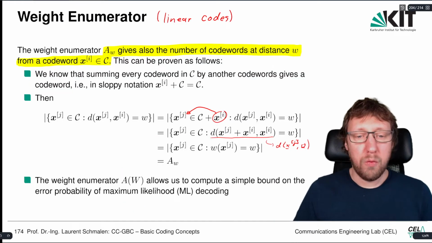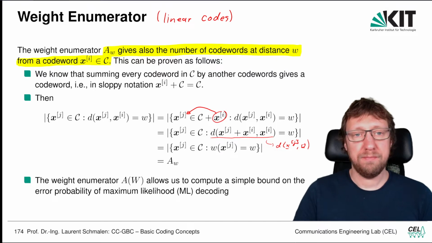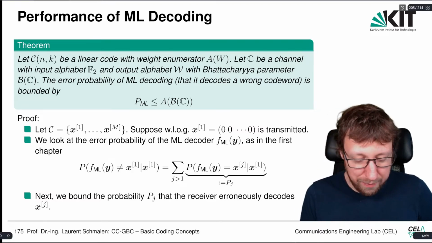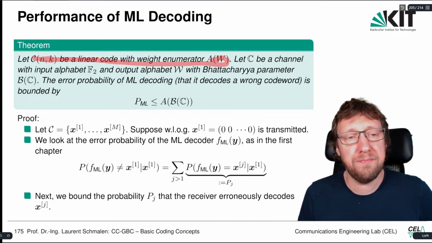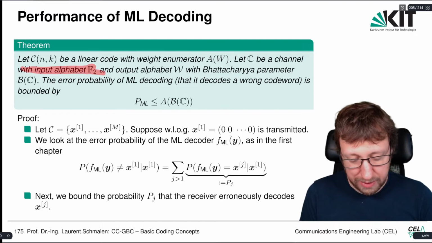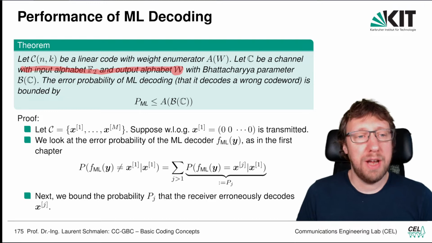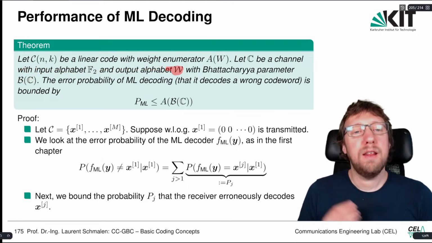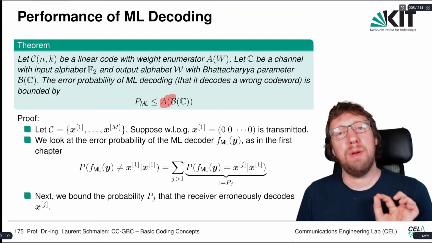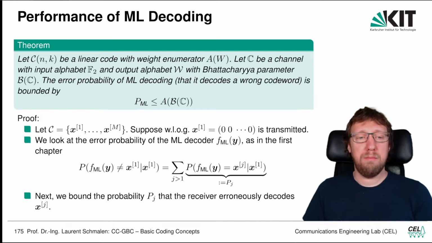Okay, so now we can use the weight enumerator to calculate a very simple bound on the error probability of maximum likelihood decoding. The bound is essentially extremely simple, and it is as follows. We have a code C, a linear code with weight enumerator Aw, and we use this code to transmit over a channel that has a binary input alphabet. So it only works with channels with binary input alphabets, and it has an output alphabet W, and the Bhattacharyya parameter of the channel is B. Then the maximum likelihood decoding performance will be upper bounded by the weight enumerator evaluated at the Bhattacharyya parameter of the channel. So I take this weight enumerator polynomial, plug in the Bhattacharyya parameter of the channel, and you get the bound on maximum likelihood decoding performance.